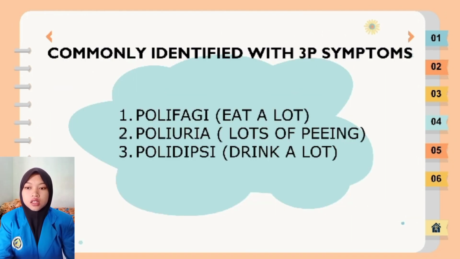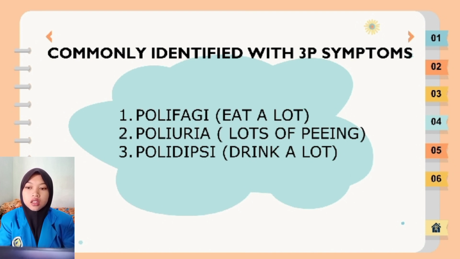Next, symptoms in diabetes. Commonly recognized by three symptoms, that is, number one, polyphagy, where the sufferer always feels hungry, so that the sufferer will eat a lot, and this is the main factor in the occurrence of obesity.